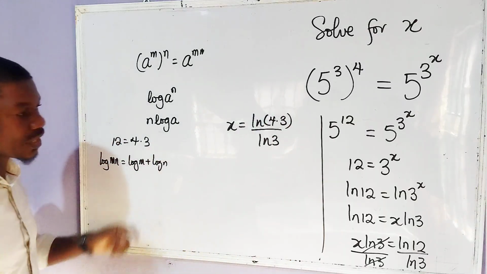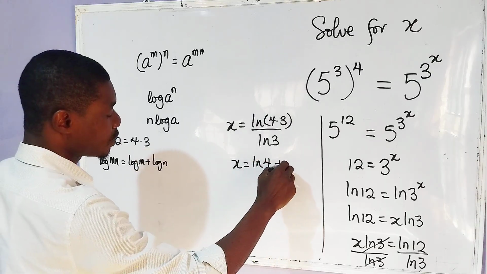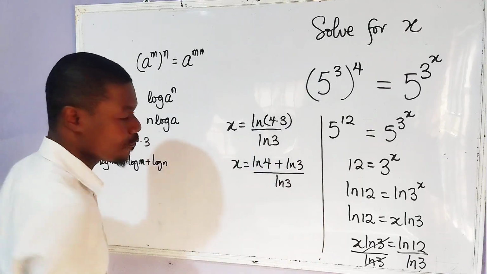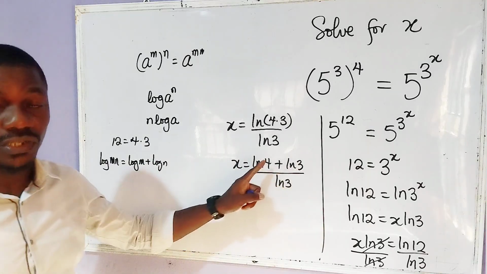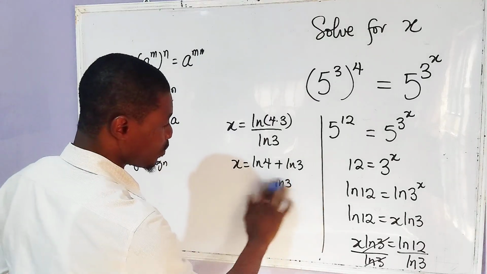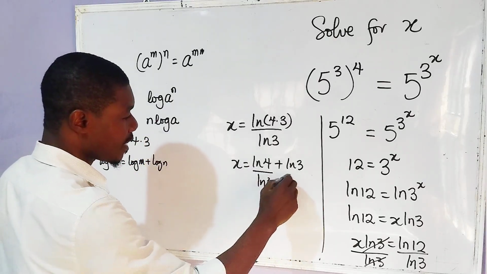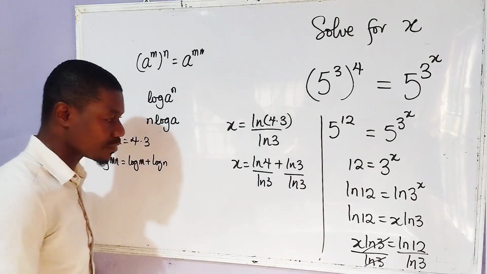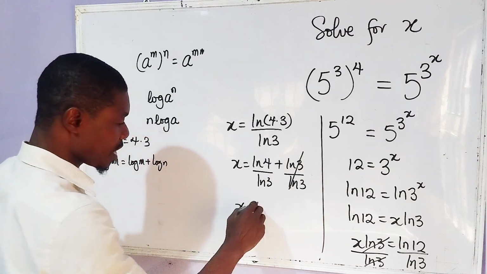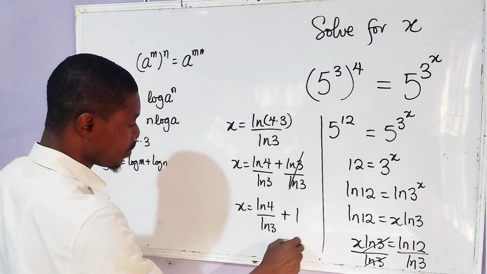Applying this rule here, we have x equals ln 4 plus ln 3 all over ln 3. Now since this numerator has a common denominator, we can actually distribute ln 3 to both terms. So here we have ln 3 over ln 3, so this becomes 1, and this clears off this. So here we have x equals ln 4 all over ln 3 plus 1.